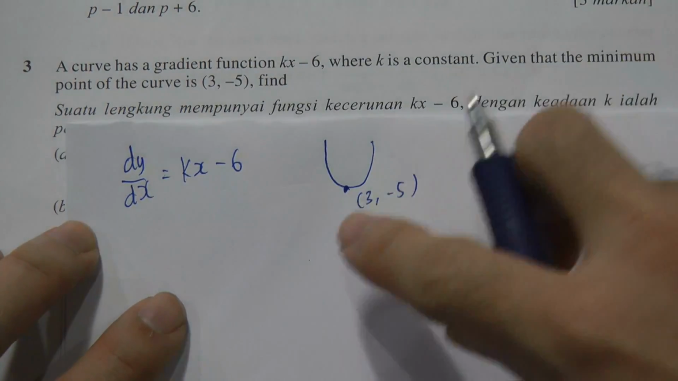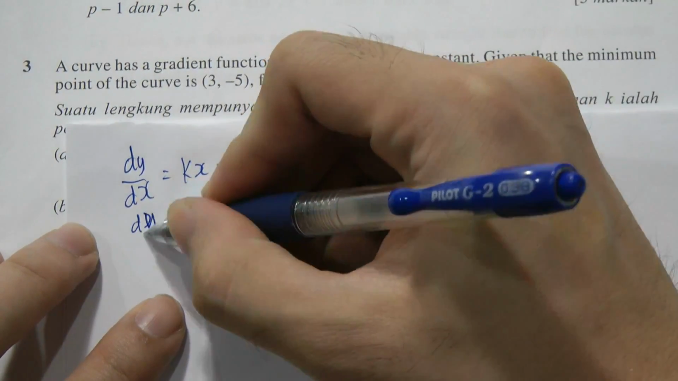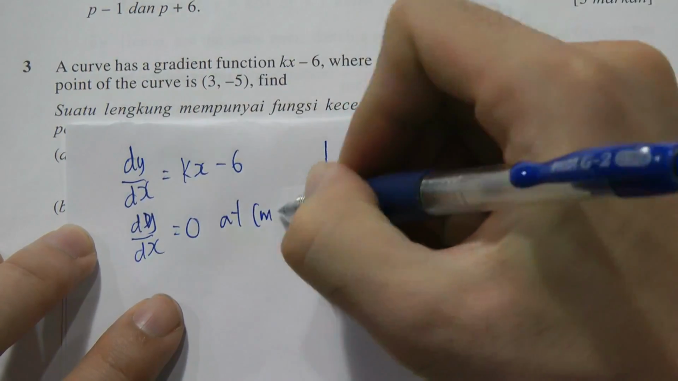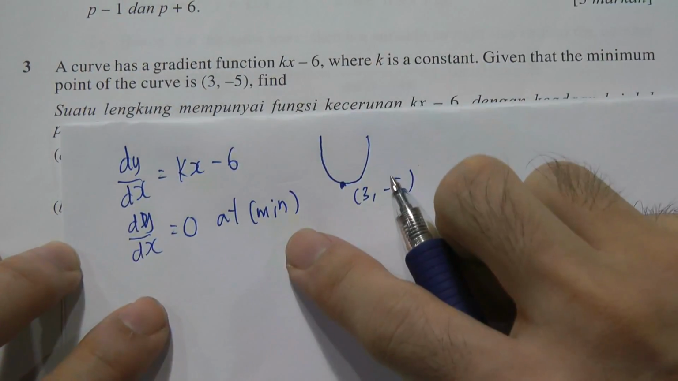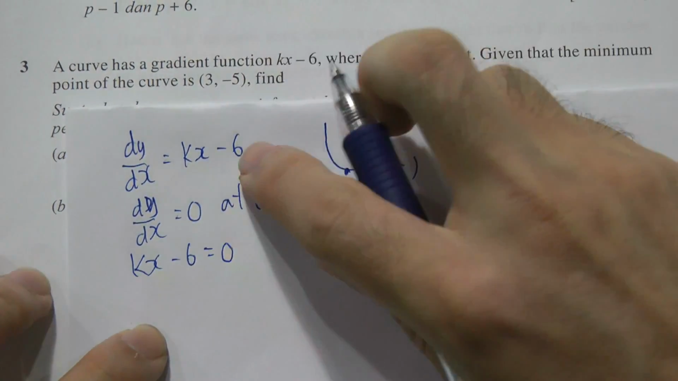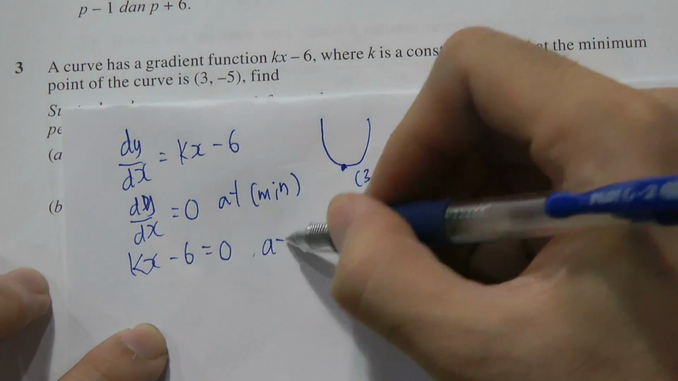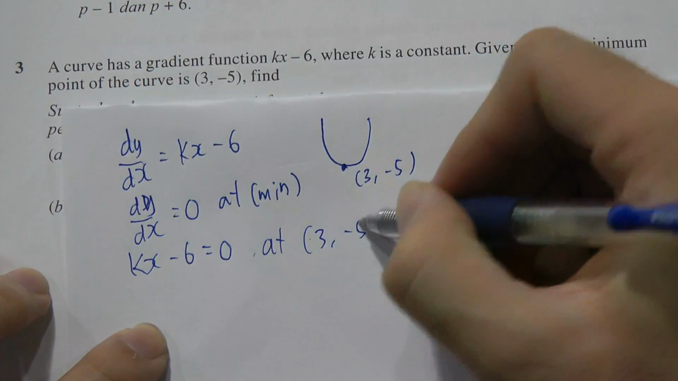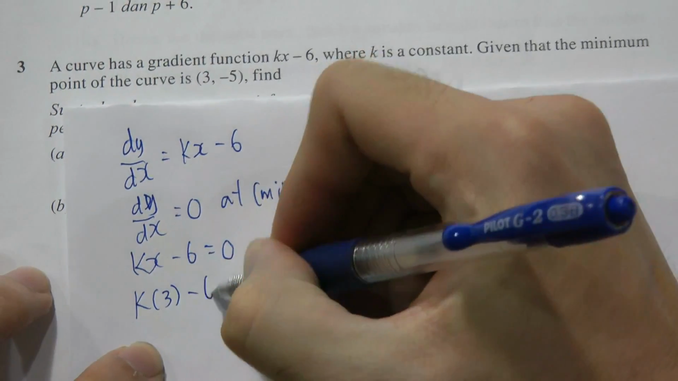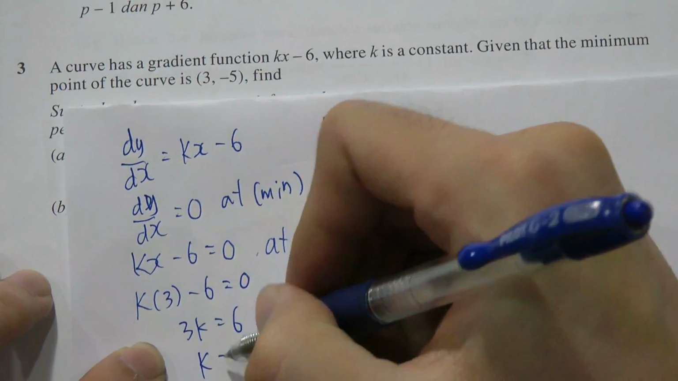I say when you are at the minimum point, dy dx will equal to 0. So dy dx will equal to 0 at minimum or maximum point. So therefore, kx minus 6 will equal to 0, because this is the dy dx, or this is the gradient. So at the point 3, -5, x is equal to 3. So therefore, k times 3 minus 6 will equal to 0. Therefore, 3k will equal to 6, k will equal to 2.